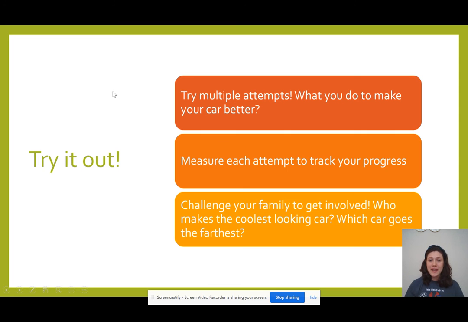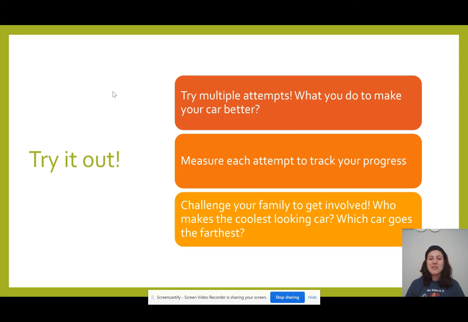So now I want you to try it out. Please try multiple attempts and think about what you can do to make your car better. Engineers don't just pull out their first design and put it on the market. They keep going back and reflecting and evaluating and changing until they find the best product. Like I said in the last slide, remember to measure each of your attempts to track your progress, or don't, but I think it might add more.